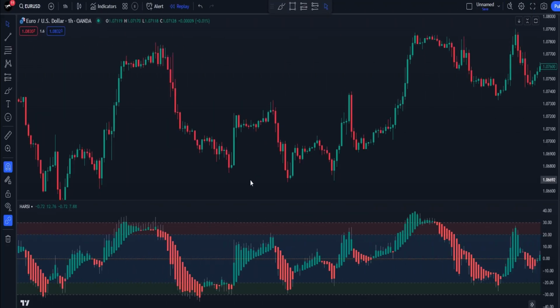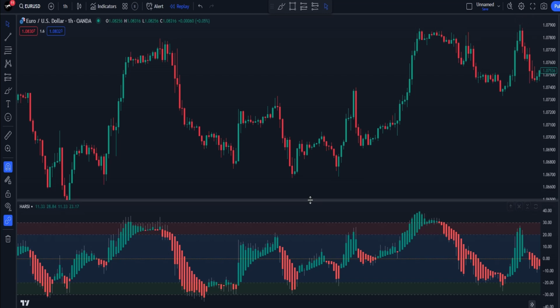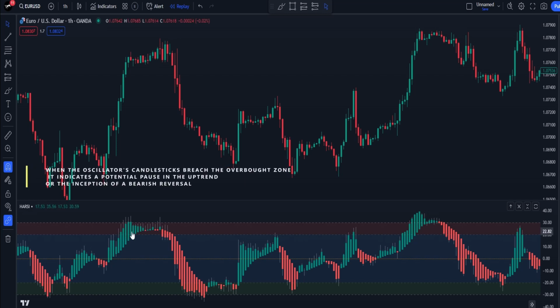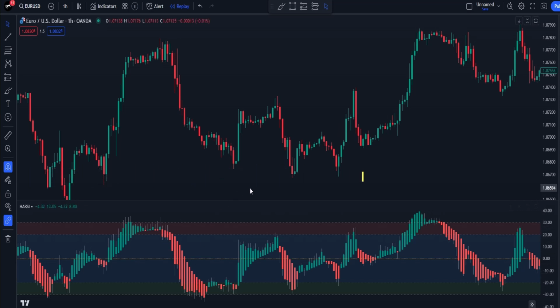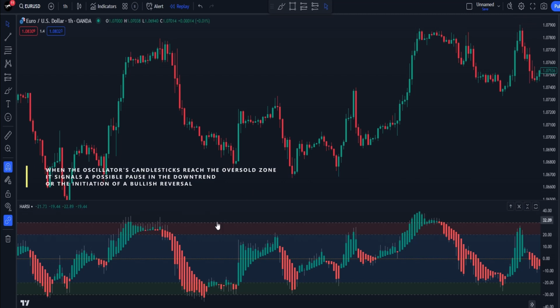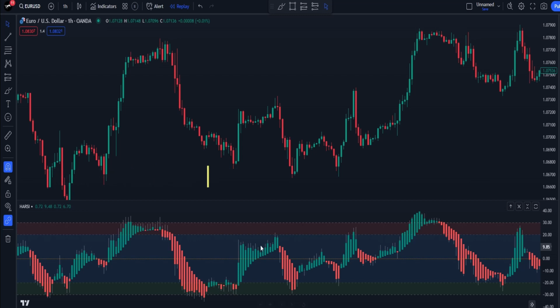Initially, it's pivotal to grasp the indicator's interpretative framework. The simplest and most direct approach involves discerning overbought or oversold signals. When the oscillator's candlesticks breach the overbought zone, it indicates a potential pause in the uptrend or the inception of a bearish reversal. Conversely, when the oscillator's candlesticks reach the oversold zone, it signals a possible pause in the downtrend or the initiation of a bullish reversal.